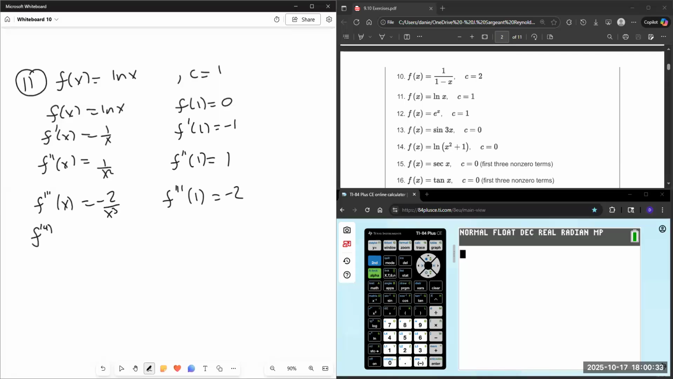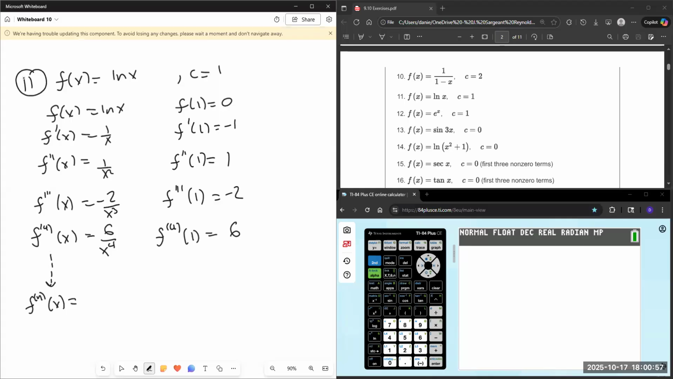Fourth derivative, excuse me, is a negative 6 over x to the fourth. Fourth derivative at 1 is negative 6. And I see the pattern here that the nth derivative of x is going to be, so starting here on this term, this is 0 factorial, this is 1 factorial, this is 2 factorial, this is 3 factorial, so it looks like n minus 1 factorial. It also looks like there's a sign changer, negative 1 to the power.